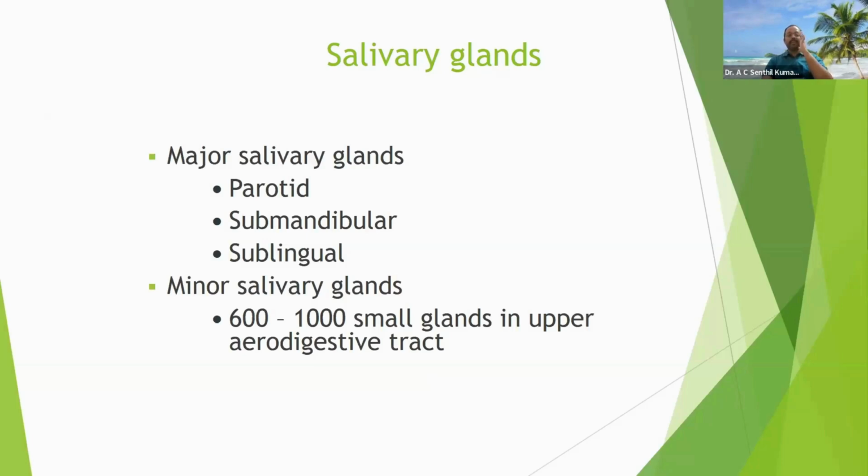Why this is important is minor salivary gland tumors can occur anywhere in the upper aerodigestive tract. That includes the soft palate, the hard palate, the pharynx, pharyngeal mucosa, laryngeal mucosa, esophageal mucosa, and even tracheal mucosa. So remember that minor salivary gland tumors, for example an adenoid cystic carcinoma, can occur even in the trachea. So salivary gland tumors can occur anywhere in the upper aerodigestive tract because these minor salivary glands are located there.